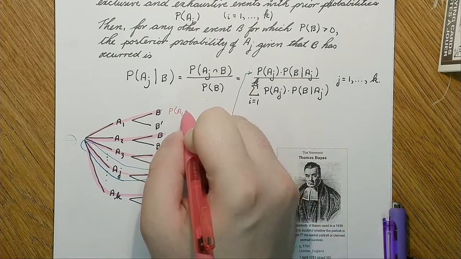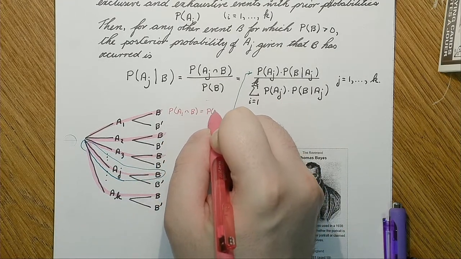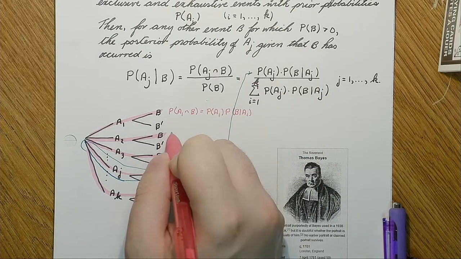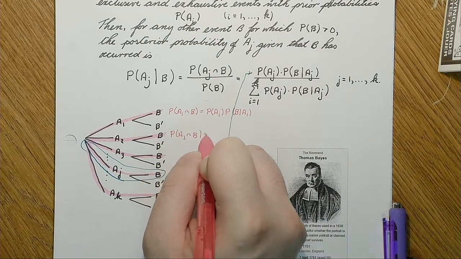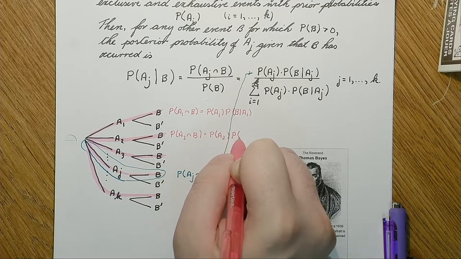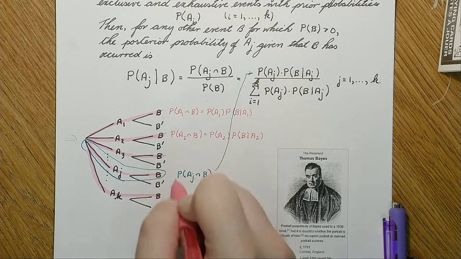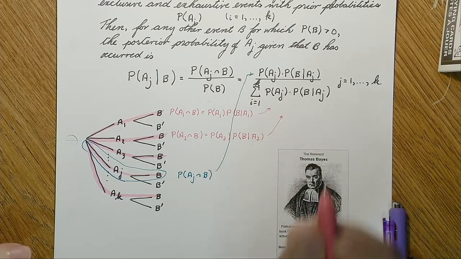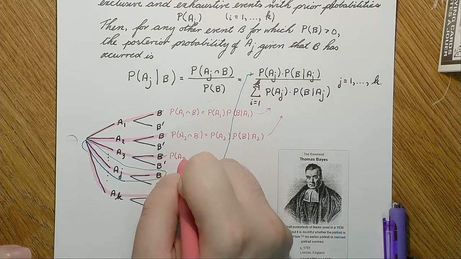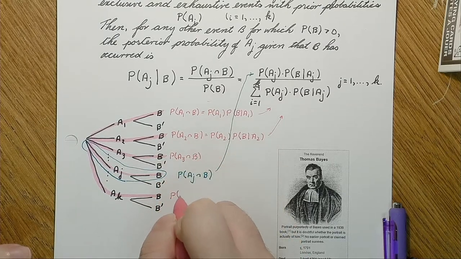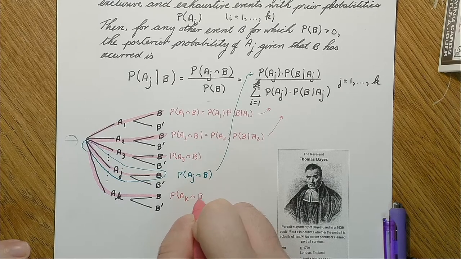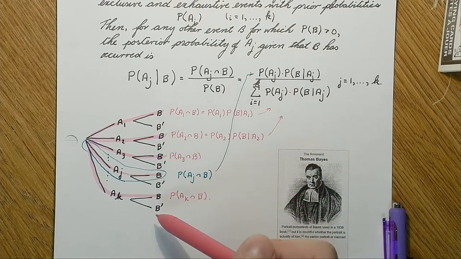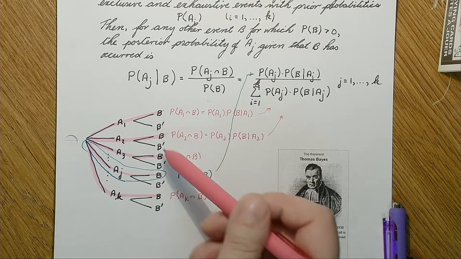So you have A1 and B, which we know is equal to the probability of A1 times the probability of B given A1, the probability of A2 and B, equaling the probability of A2 times the probability of B given A2, all the way down. So you would need to sum these up. So while that formula may look scary, all we're doing is looking for the one branch that we want, divided by all the possible branches where we have that effect showing up.